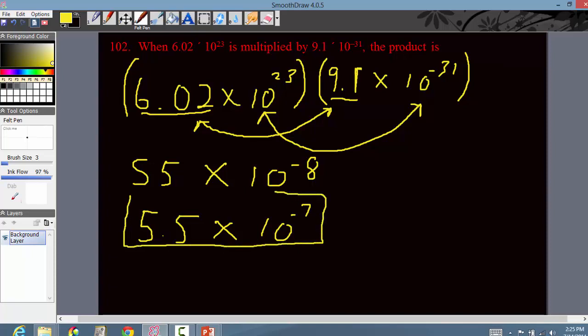I've got my answer. So take home message. When you're multiplying in scientific notation, you take the two numbers, you multiply them, and you take the two exponents and you add them together. And then you change it to proper scientific notation.